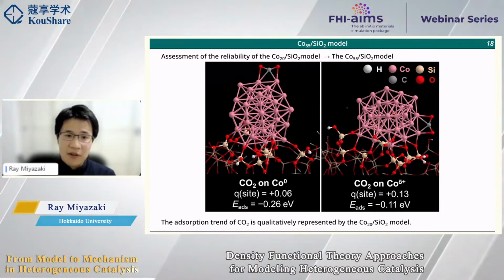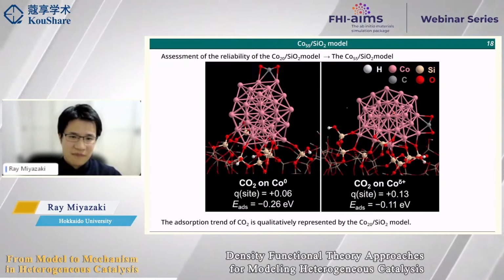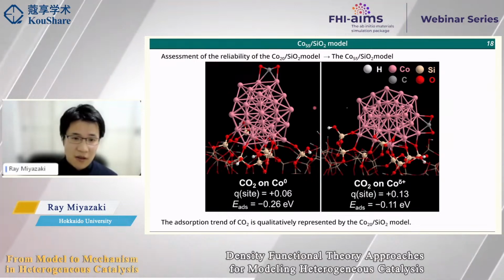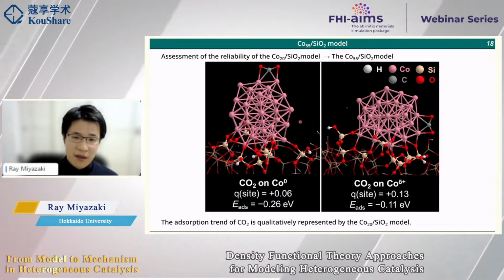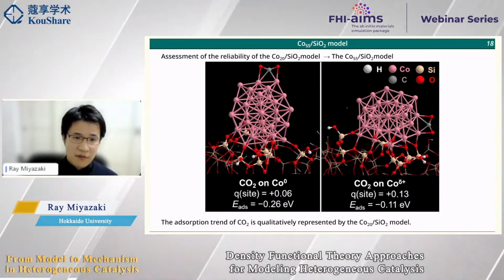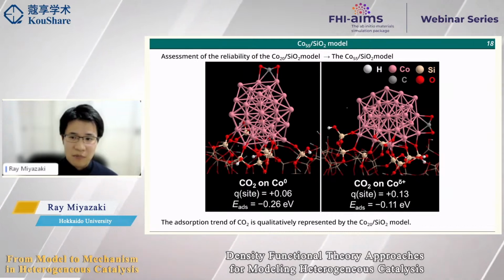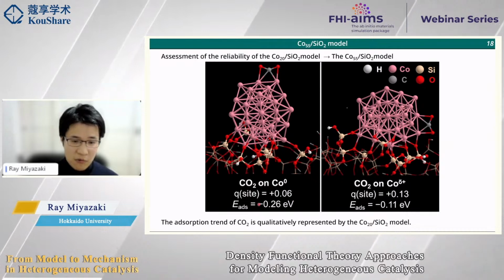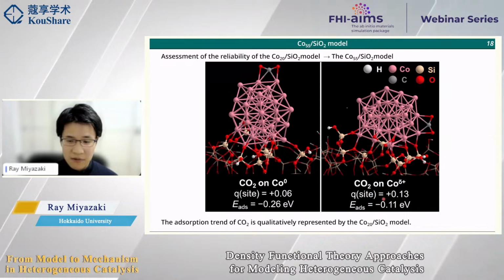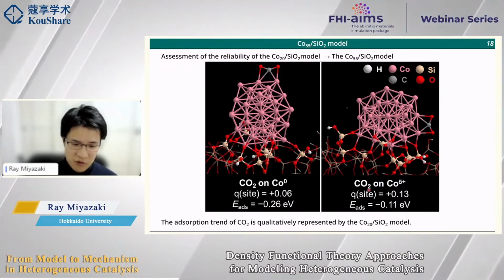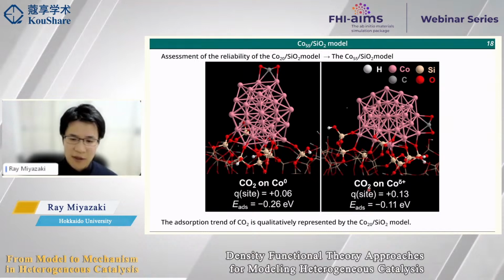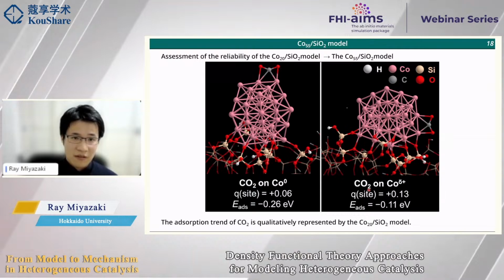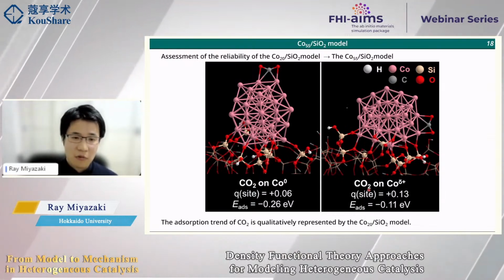The Co20 cluster is too small compared with an actual cobalt cluster, so we need to assess the reliability of this Co20 study. I also constructed a Co55 SiO2 model with a Co55 cluster, and put the CO2 at the most negative site and the most positive site again. As you can see here, the CO2 adsorption energy is more stable at the metallic cobalt site. This trend is qualitatively, not quantitatively, represented by the Co20 cluster model. So even though the Co20 cluster model is smaller than the experimental particle size, it has some reliability for simulating small molecule interactions with cobalt nanoparticles with DFT.